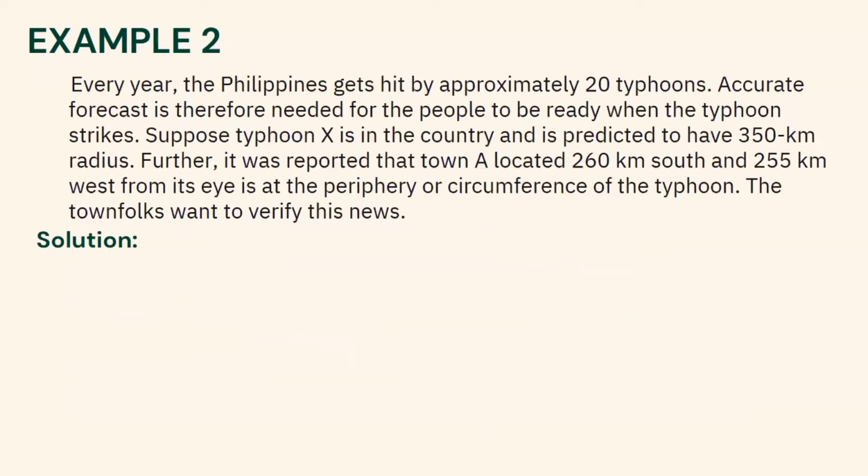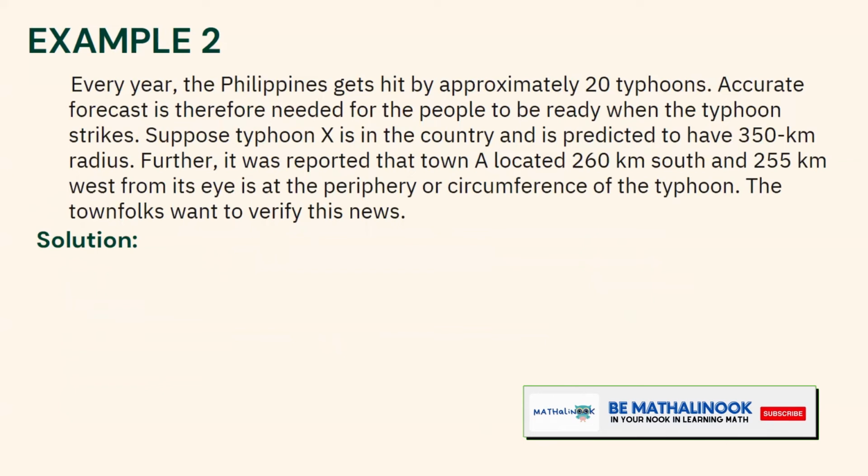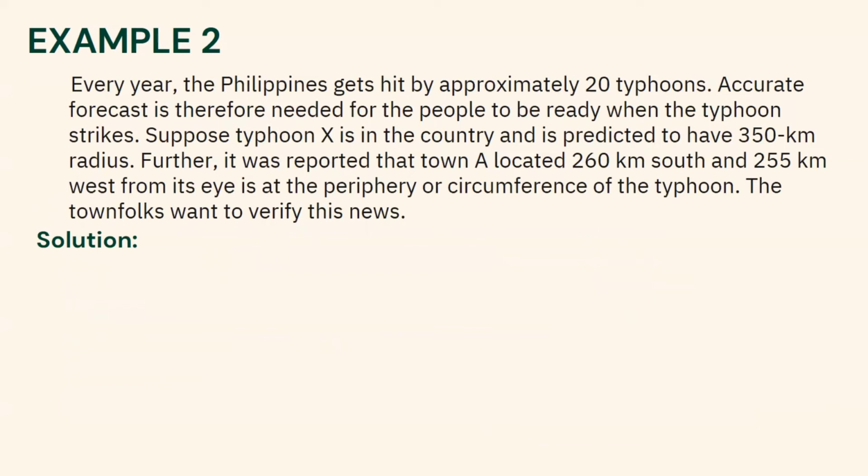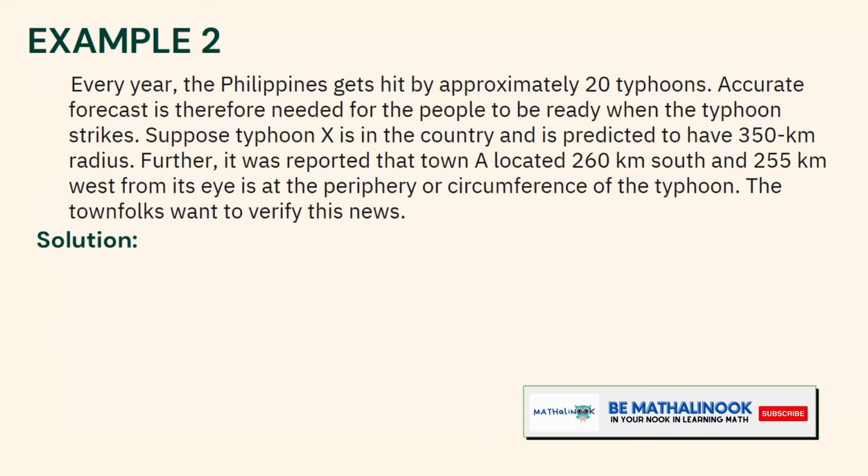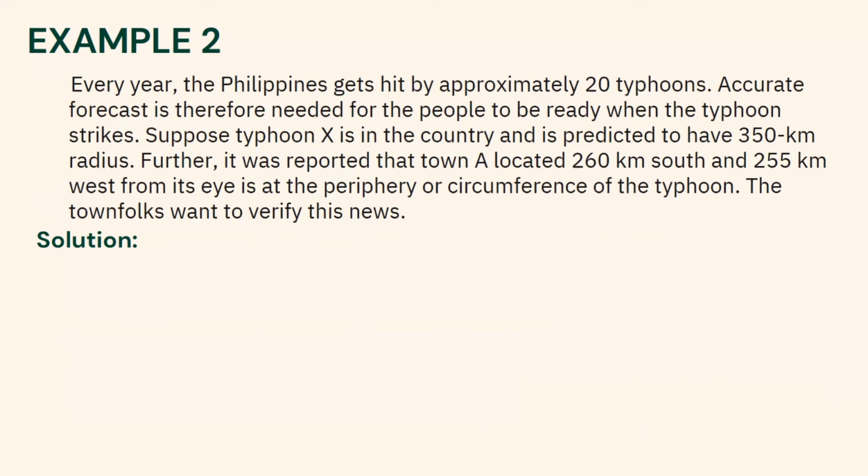Let us have another example. Every year, the Philippines gets hit by approximately 20 typhoons. Accurate forecast is therefore needed for the people to be ready when the typhoon strikes. Suppose Typhoon X is in the country and is predicted to have a 350 km radius. Further, it was reported that Town A, located 260 km south and 255 km west from its eye, is at the periphery or circumference of the typhoon. The town folks want to verify this news.